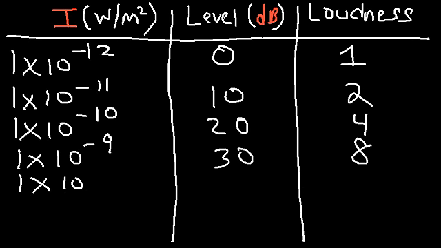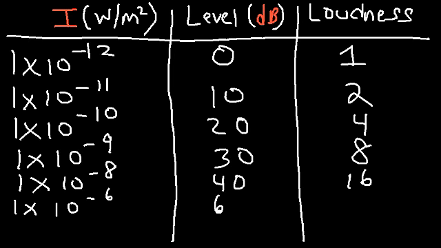Now, if we increase it by 10 again, this is going to increase by 10, and this is going to have a loudness of 16. Now, what if we increase it by a factor of 100? Let's say if we skip negative 7 and go to negative 6. So if you increase the intensity by a factor of 100, the intensity level will increase by an addition of 20. So it's going to be a value of 60. And the loudness will increase by a factor of 4. 16 times 4 is 64.